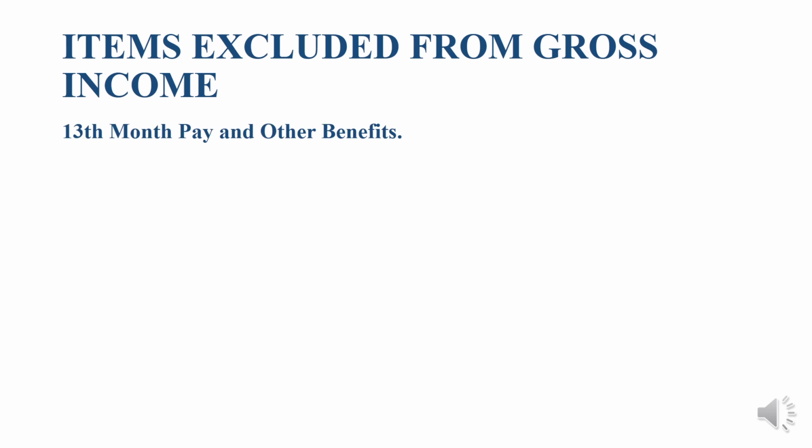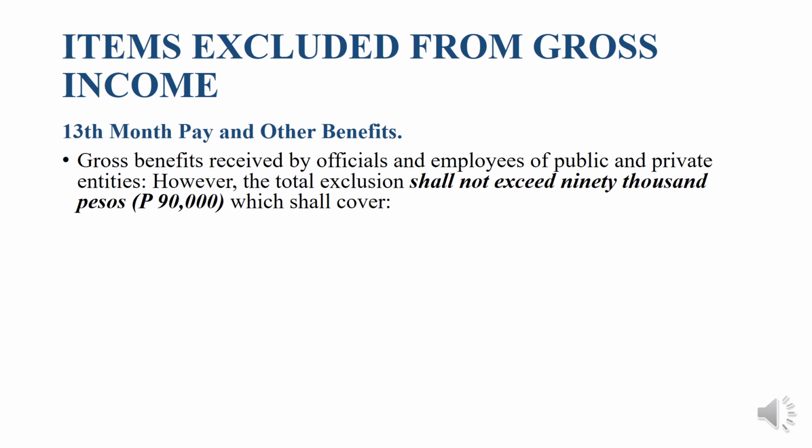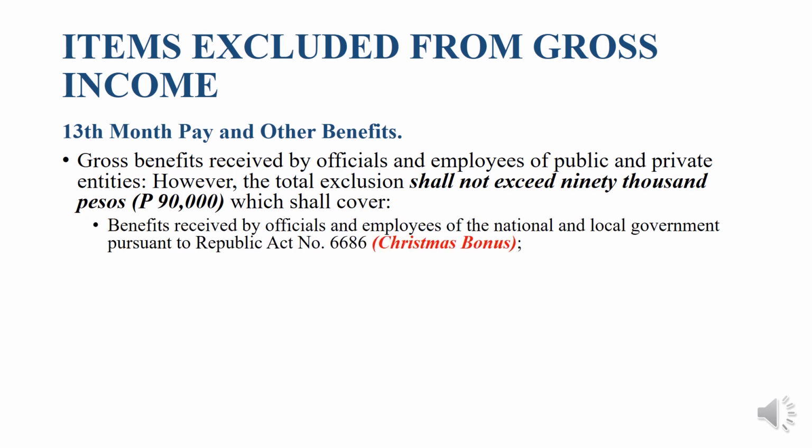The 13th month pay and other benefits are also excluded from the gross income. So gross benefits received by any officials or employees of public or private entities. However, the total amount to be excluded from the gross income shall not exceed 90,000 pesos, which shall cover the benefits received by officials and employees of the national and local government pursuant to RA 6686. And this RA pertains to Christmas bonus. So again, Christmas bonus is excluded provided that such bonus does not exceed 90,000 pesos.